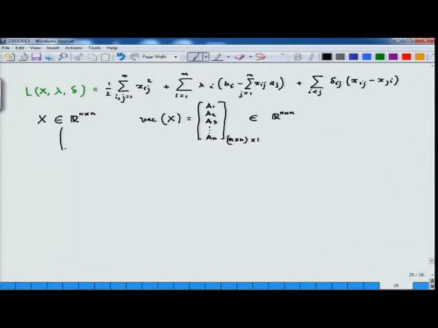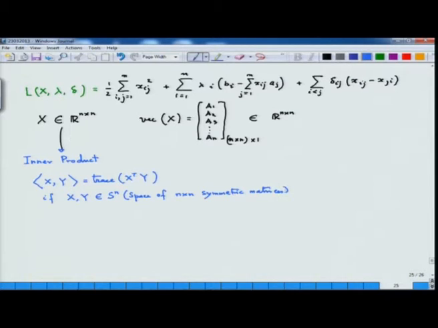Then the inner product of two members of R n cross n is usually given as trace of X transpose Y, and if X and Y belong to Sn, the space of symmetric matrices, then the inner product of X and Y can also be written as just trace of XY.